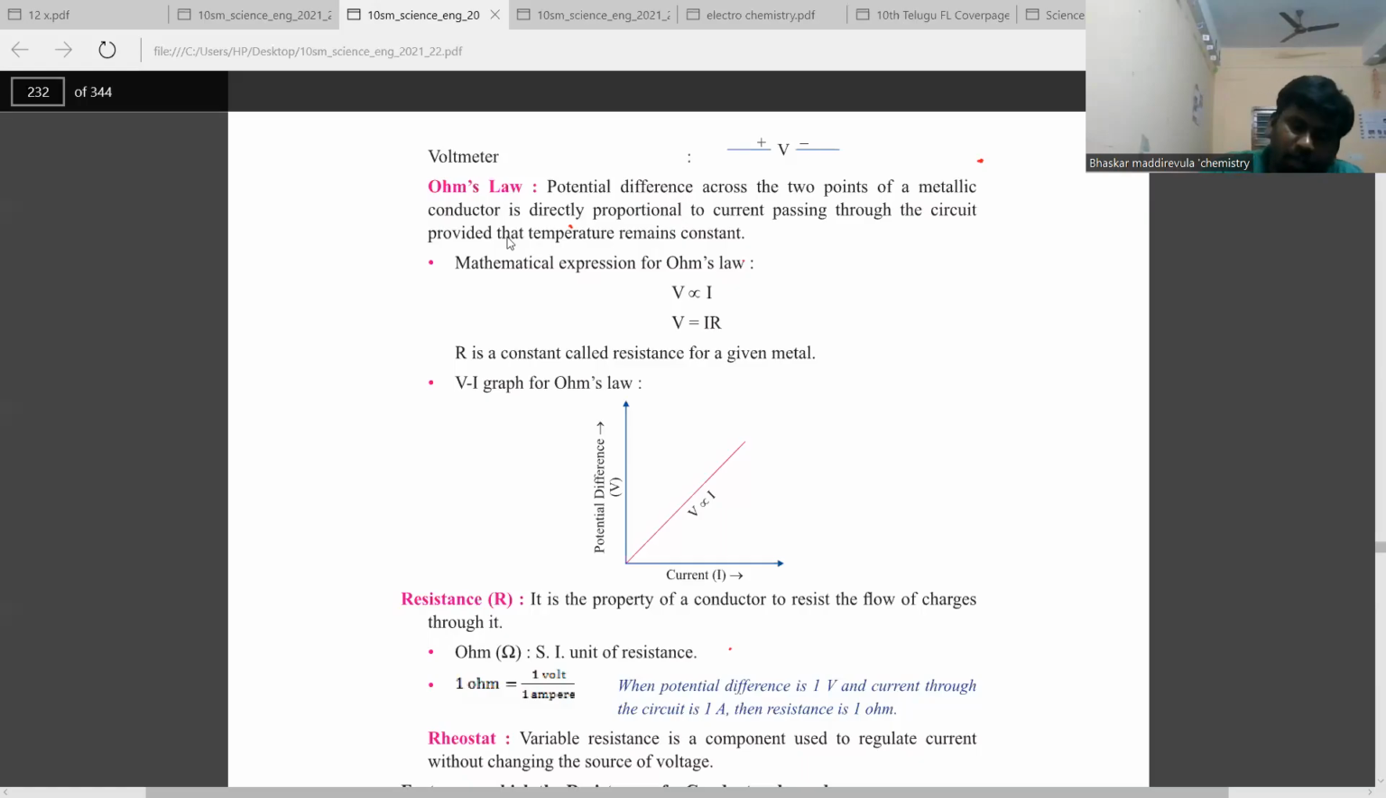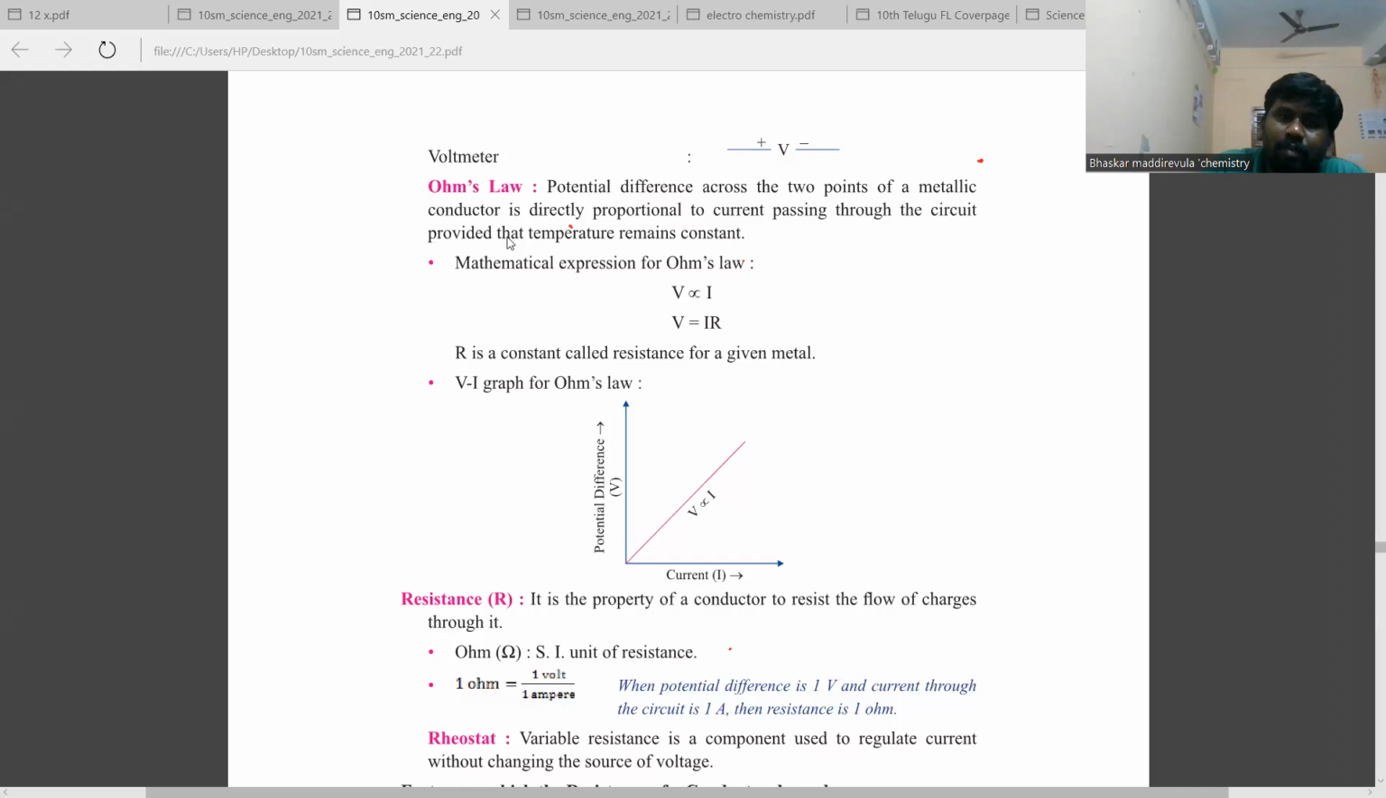Next important topic is Ohm's law. This is one of the important topics in this chapter. This Ohm's law will give a relation between the potential difference and electric current in a circuit or in a conductor. Already in the previous case, we learned what potential difference and electric current are.